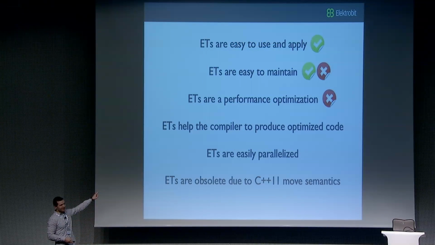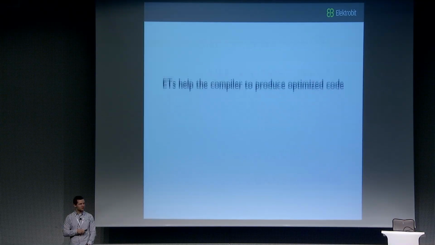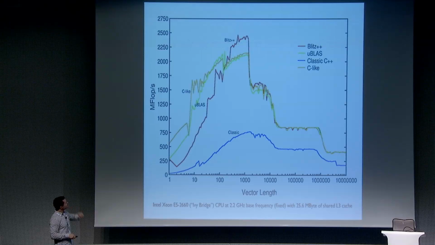Okay. This is a clear negative point. Expression templates simply have nothing to do with performance optimization. Okay. Well, however, at least expression templates could help the compiler to produce some optimized code, right? So let's go back to the vector addition. This is where we left off. The graph that you saw last, we see that uBLAS and Blitz++ have about the same performance as C code, and the classic one sucks in this particular benchmark. We did not think of the maximum performance that this operation can achieve.